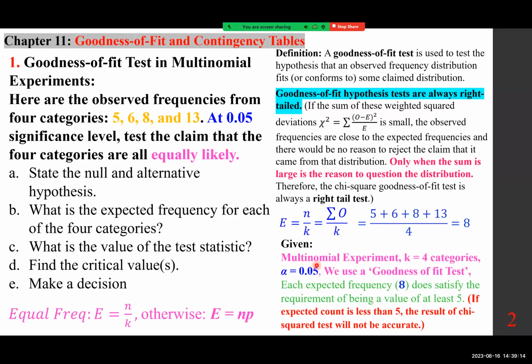We have a multinomial experiment with K equals 4 categories: 1, 2, 3, 4. Alpha is 0.05. We use a goodness of fit test. Each expected frequency is 8, which satisfies the requirement of being a value of at least 5. If the expected count is less than 5, the result of the chi-square test will not be accurate. So these are the same steps that we do with the test of hypothesis. We are going to go through the process.